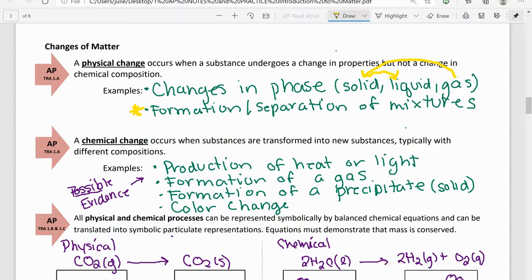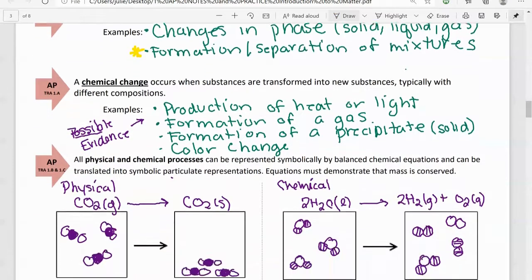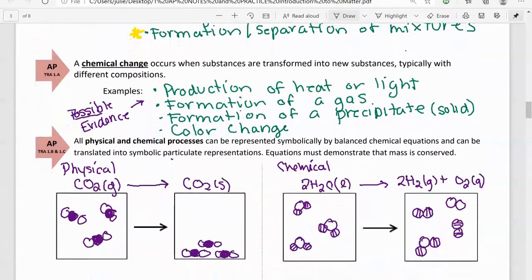A chemical change occurs when a substance is transformed into new substances, usually with different compositions. Now, these examples are just examples of possible evidence that you have a chemical change. Chemical changes are going to be your actual reactions.